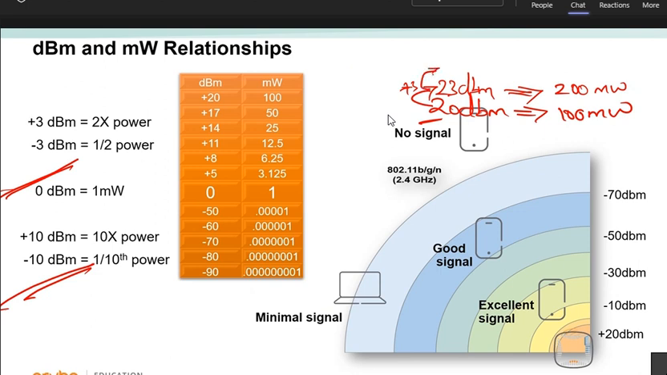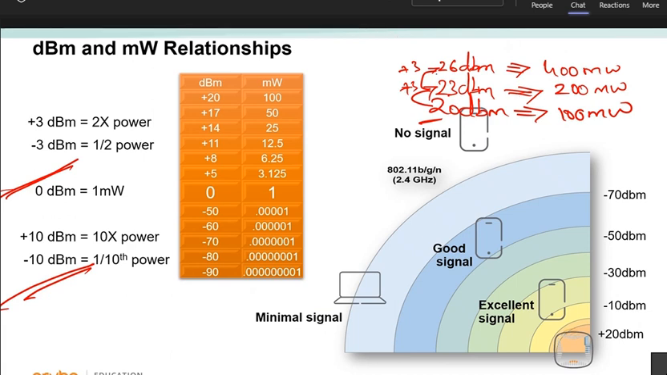If I do one more plus 3 dBm, my requirement was not fulfilled. I still feel that the corners are not properly getting the WLANs. Then what I'll do is again a plus 3 dBm, and it goes from 23 dBm to 26 dBm. What happens to my actual power level? It increases twice. From 200 milliwatts, it goes to 400 milliwatts.